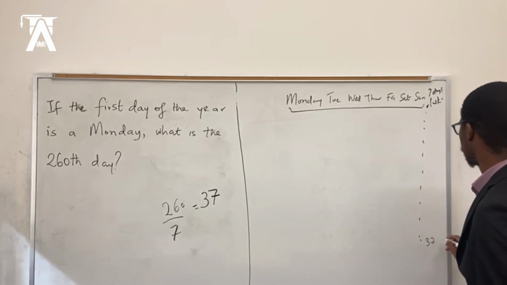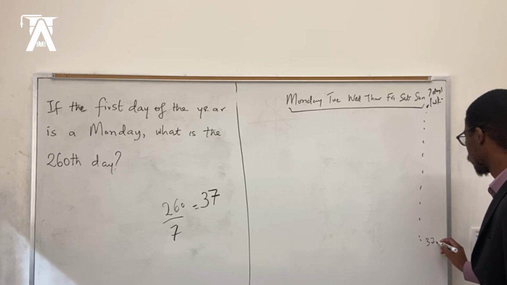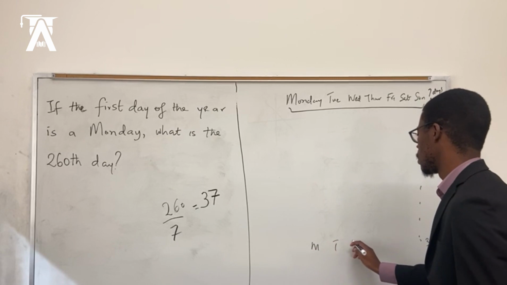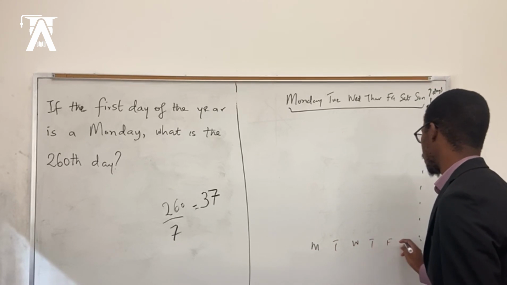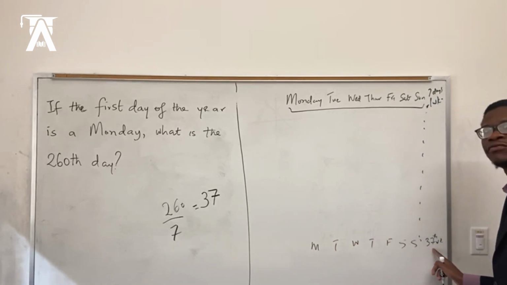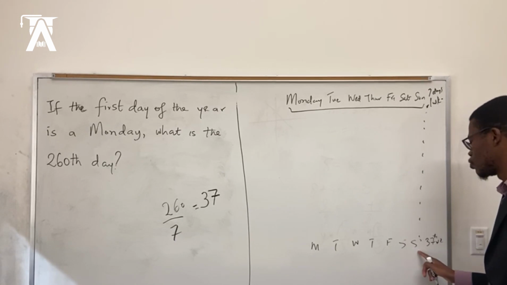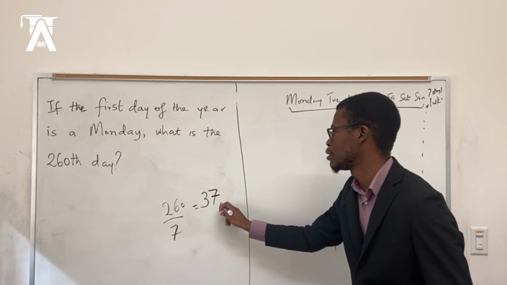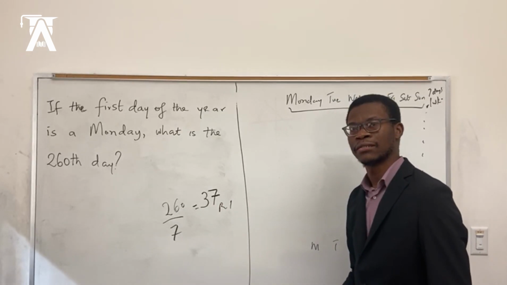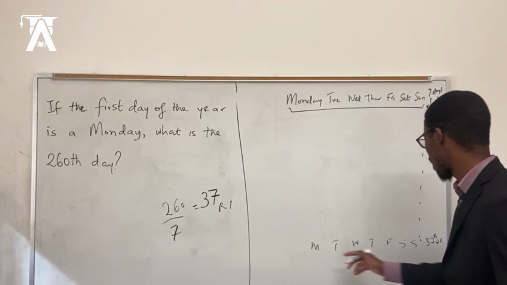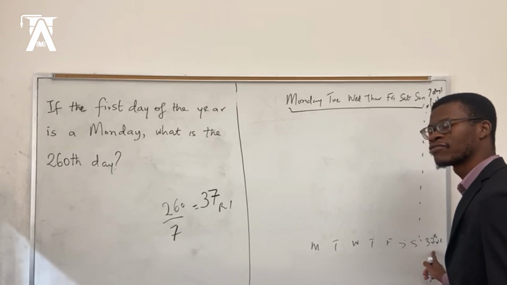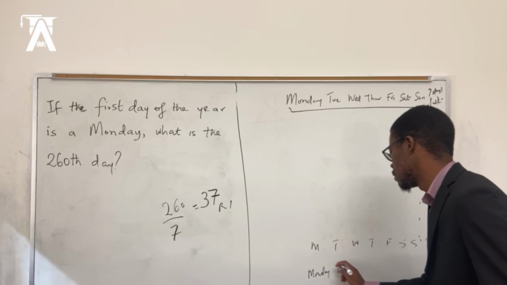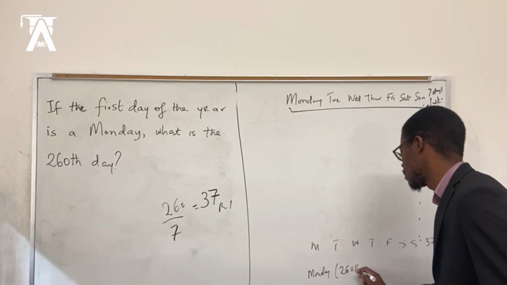All right. So this is the 37th week. All right. Then we have Monday, Tuesday, Wednesday, Thursday, Friday, Saturday, Sunday. At the end of the 37th week, it will be a what? A Sunday. So, but there is a remainder 1. All right. So 1 is the next day after Sunday. What's the next day after Sunday? Monday. This is the 260th day.